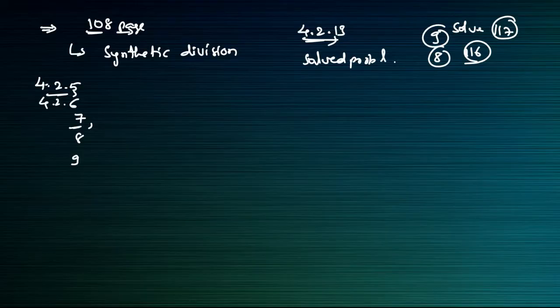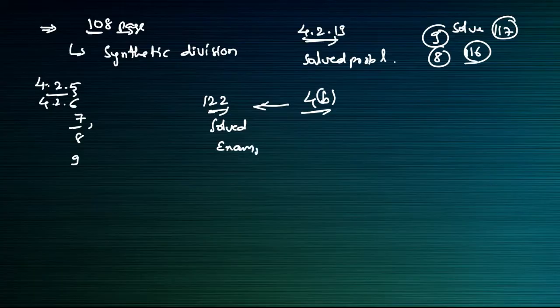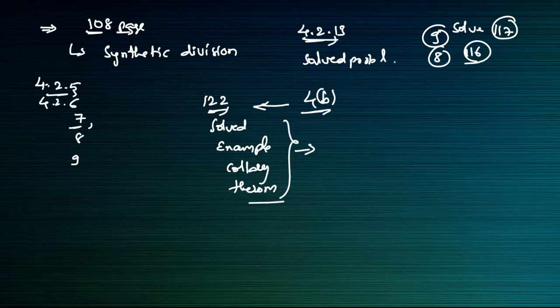Here up to 11 solved problems are there, and other theorems and examples also. So before you start 4B, do all these pages up to page 122: examples, solved problems, corollaries, and some important theorems. Write these once in your notes or rough notes, and it will remind you about the theorem, which will help you in your board exam. If you write multiple times, you will remember it easily. This is what I want to tell you.